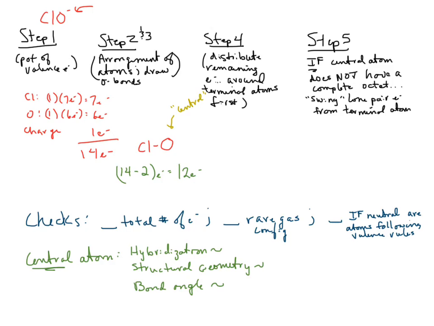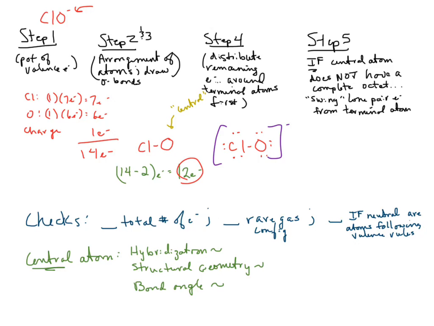Okay, so they only have 2. They're sharing 2, and they need 8, so both of them need 6 apiece. So we're going to redraw the chlorine and the oxygen, and we're going to distribute 6 electrons in pairs. So 3 pairs around the chlorine, 3 pairs around the oxygen. And that's looking pretty good.